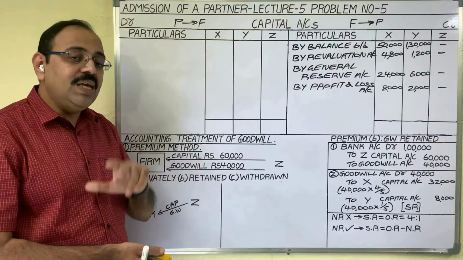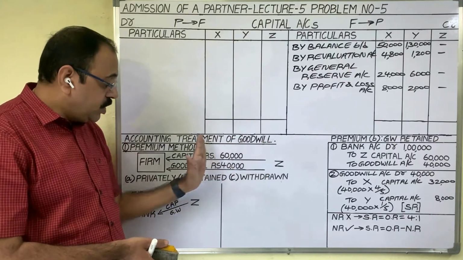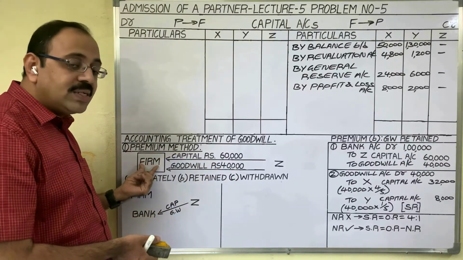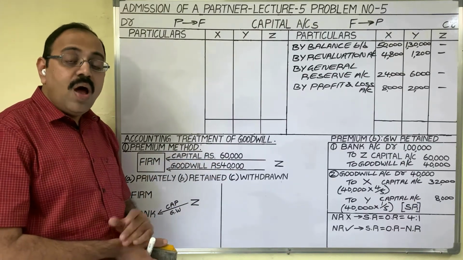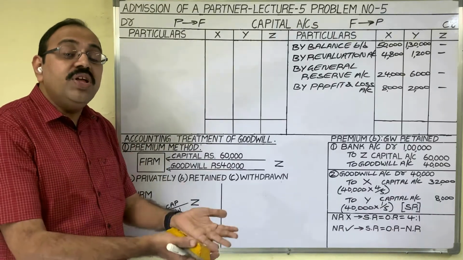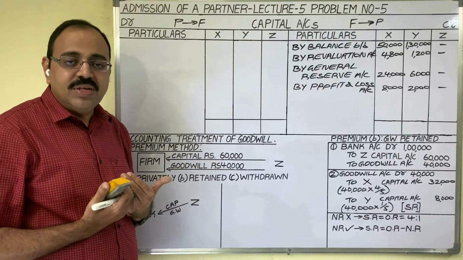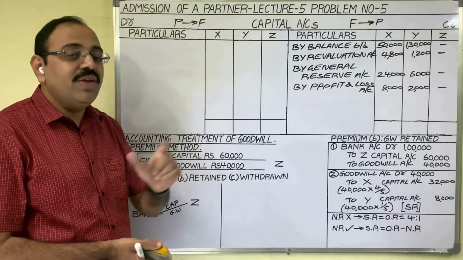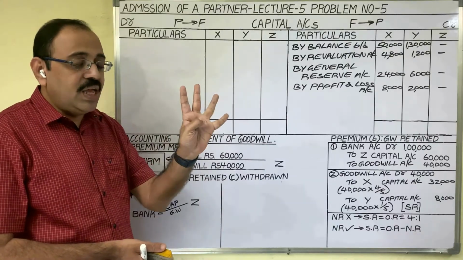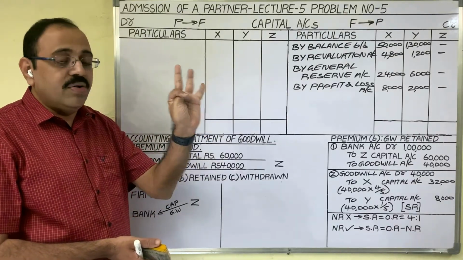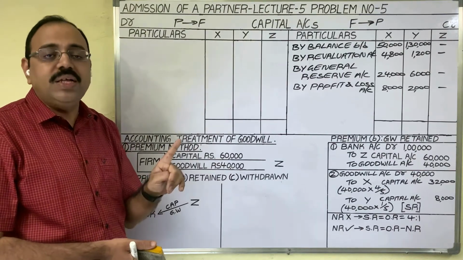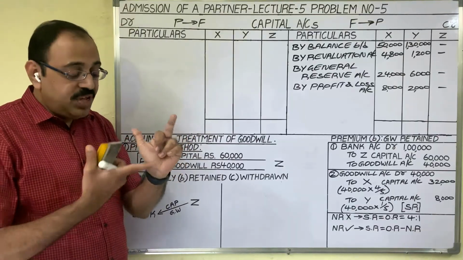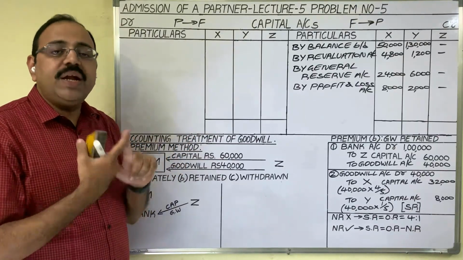Because premium C is what? The new partner brings goodwill and capital. That goodwill we have to transfer to old partners' capital accounts in sacrificing ratio. After that, old partners withdraw that goodwill amount from the firm. Goodwill should be withdrawn by the old partners. That sentence is not given in the question. So the word privately is not given, the word withdrawn is not given. So we should not adjust under premium A or premium C. Then what is left? Premium B, goodwill should be retained in the business.